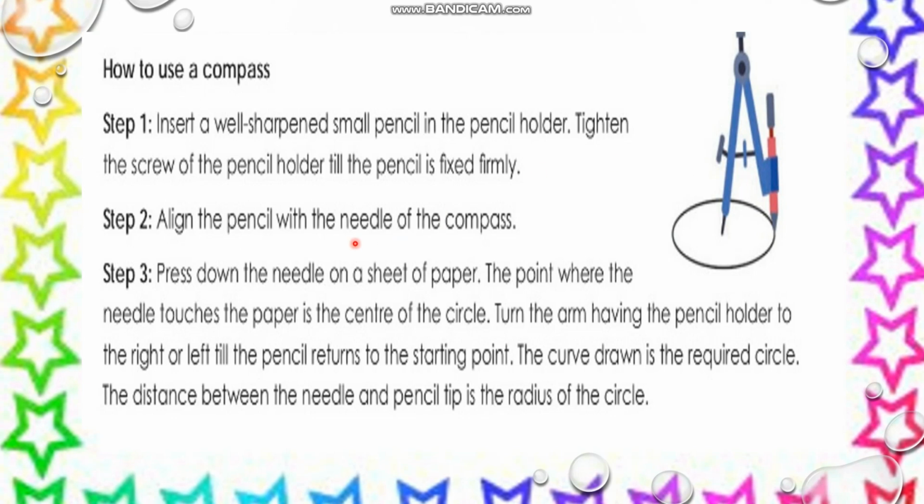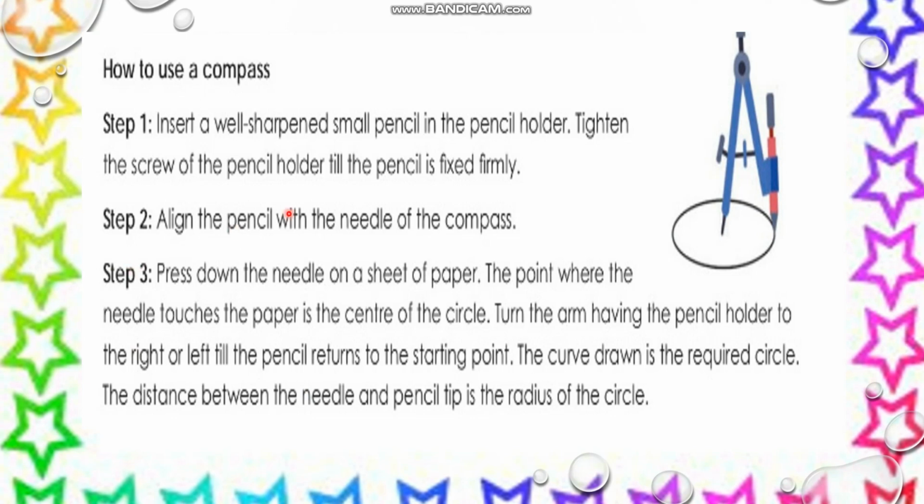Okay. So step 2, after you place the pencil in the pencil holder tightly, align the pencil with the needle of the compass. Aligning the pencil with the needle means the length of the pencil should be the same as the length of the needle. You can place it on a paper or a book, then you can see that both the needle and pencil tip should be in the same line, then only you can draw.